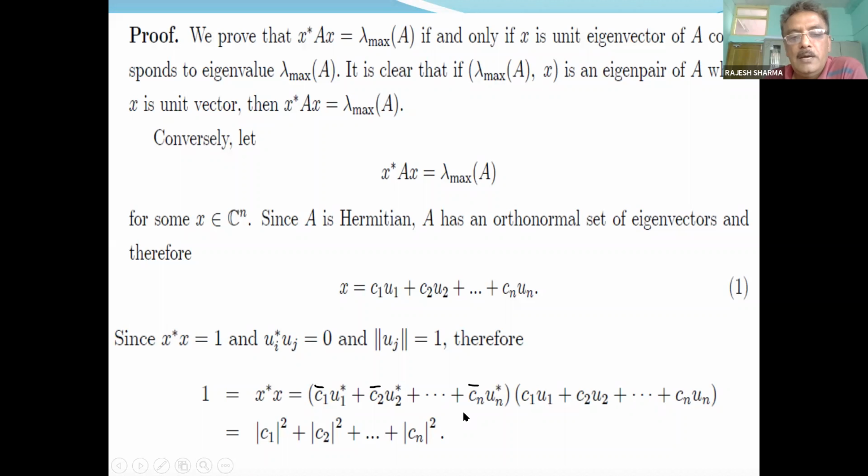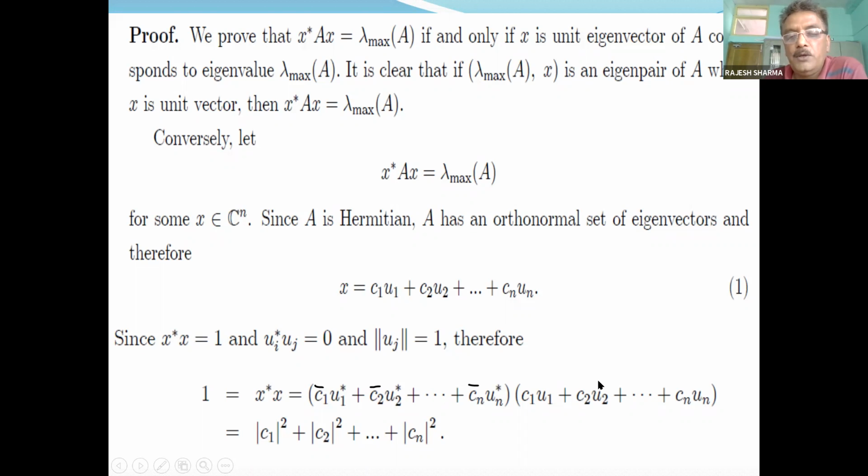then this vector x. Now multiply these two. We have C1 conjugate, C1 is mod C1 square. U1 star U1 is 1. So the first term is mod C1 square. Now multiply U1 star with U2. This is 0 because these Uis are orthonormal. All others are 0. That is, U1 star Un is also 0 and so on. Now come to the second. U2 star U1 is 0.